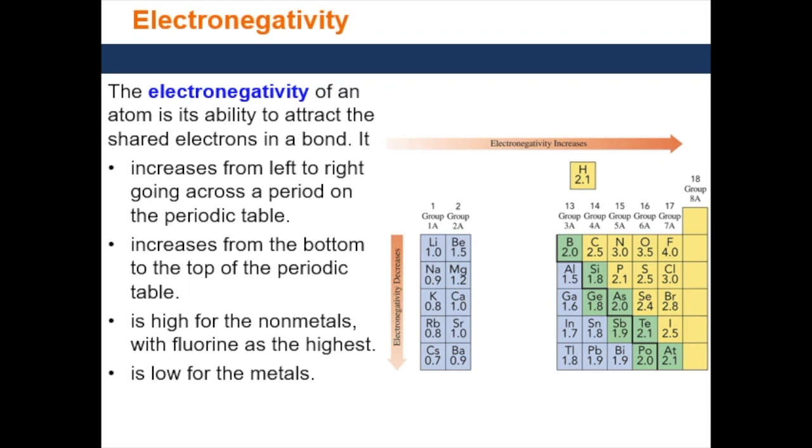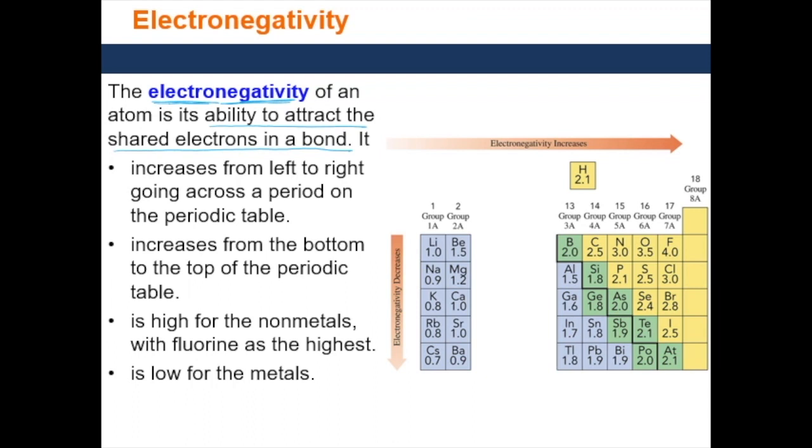Electro means electron, negativity means negative charge. So the electronegativity of an atom is its ability to attract the shared electrons in a bond. How much love does it have towards electrons? That is called its electronegativity. How much can it pull the electrons towards itself?